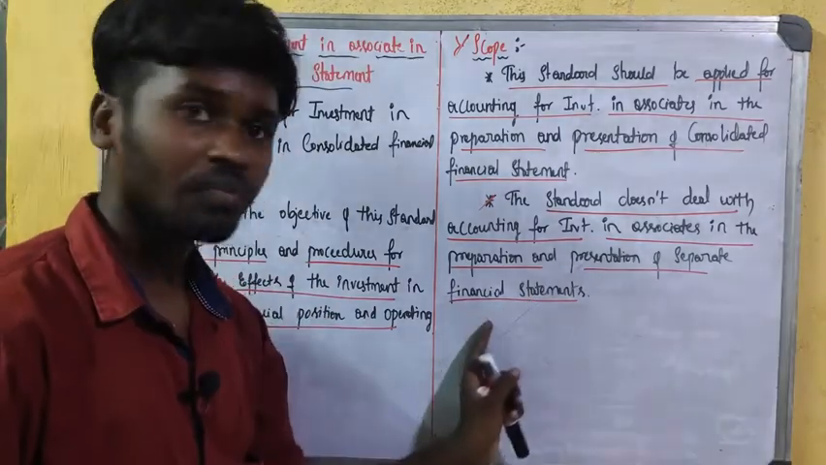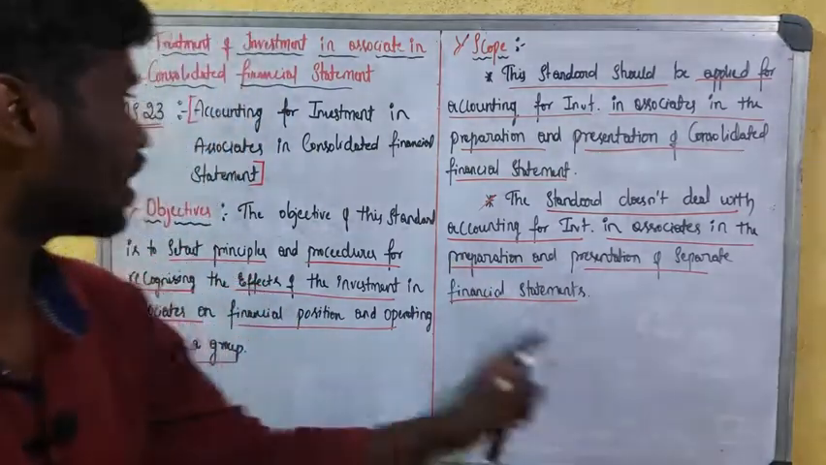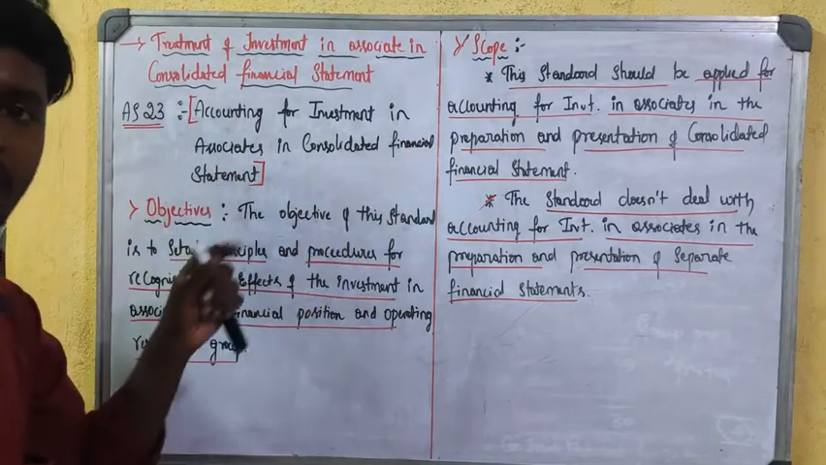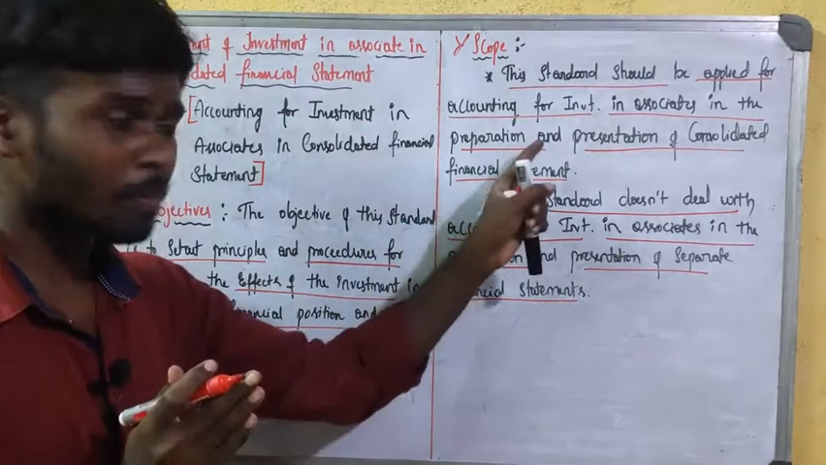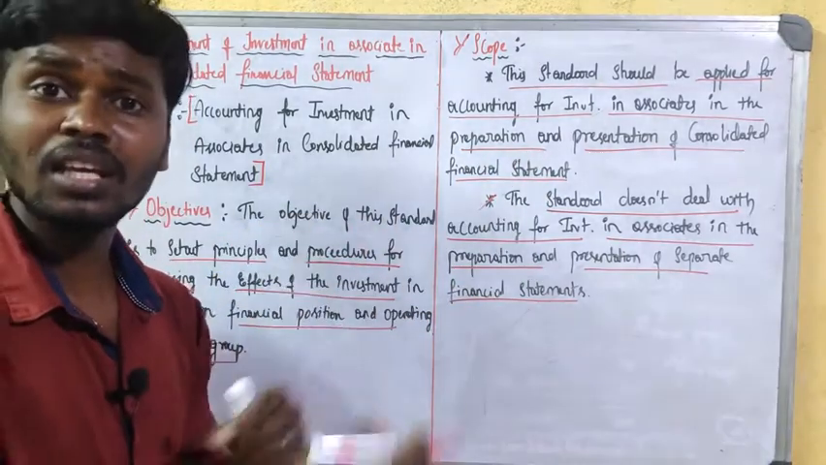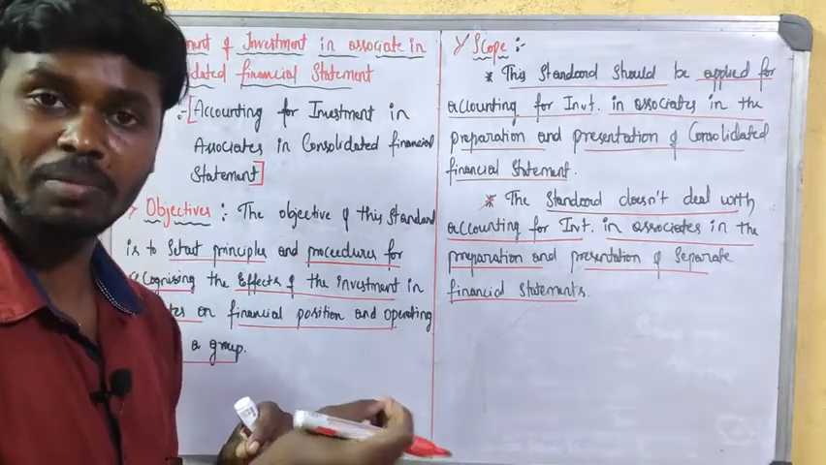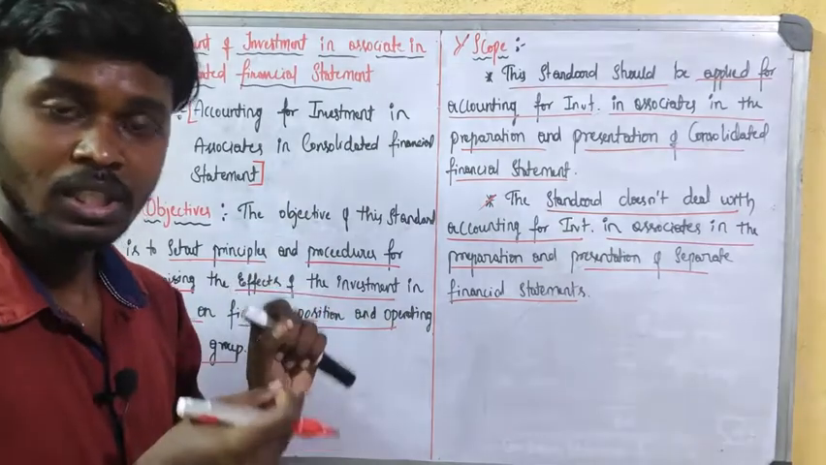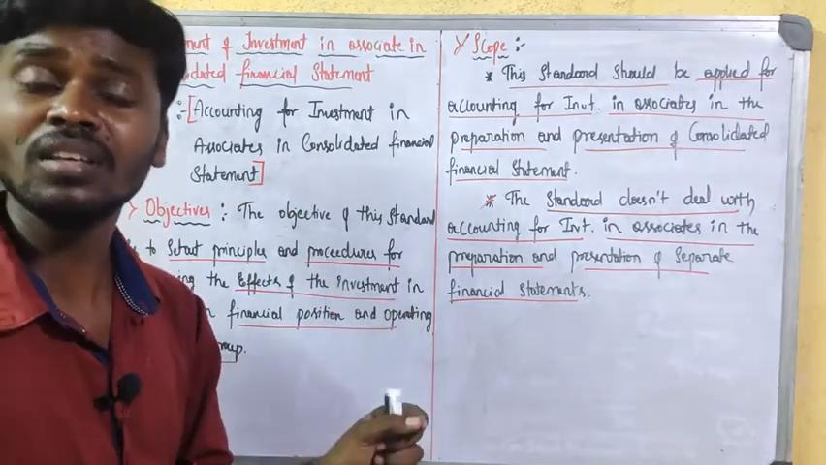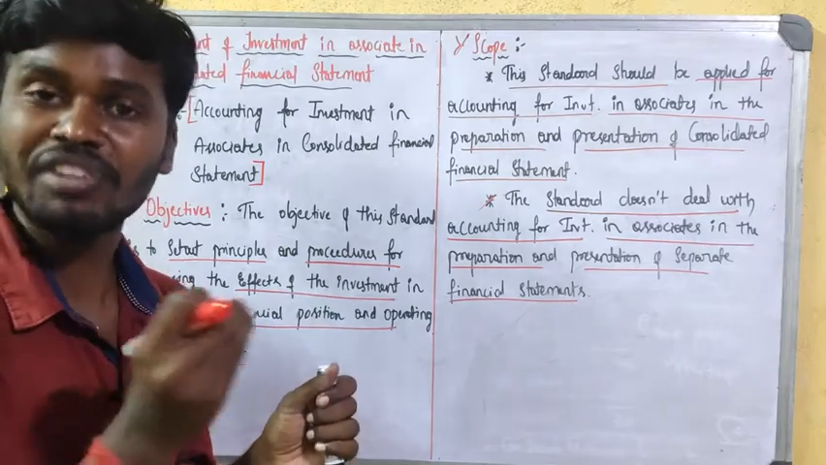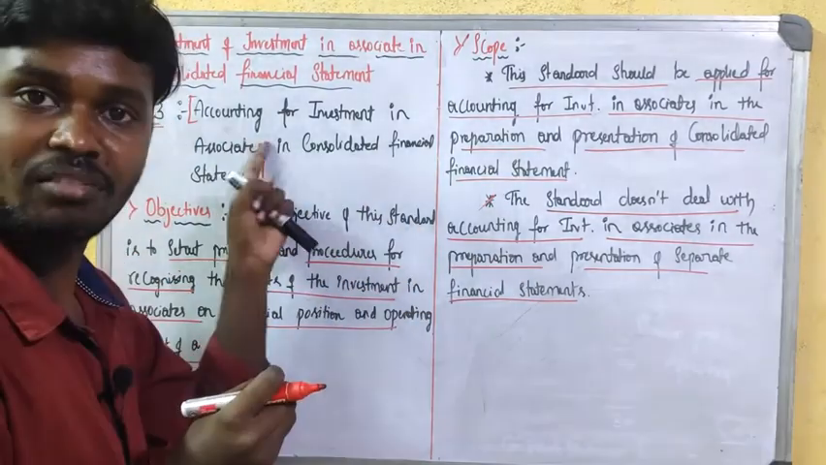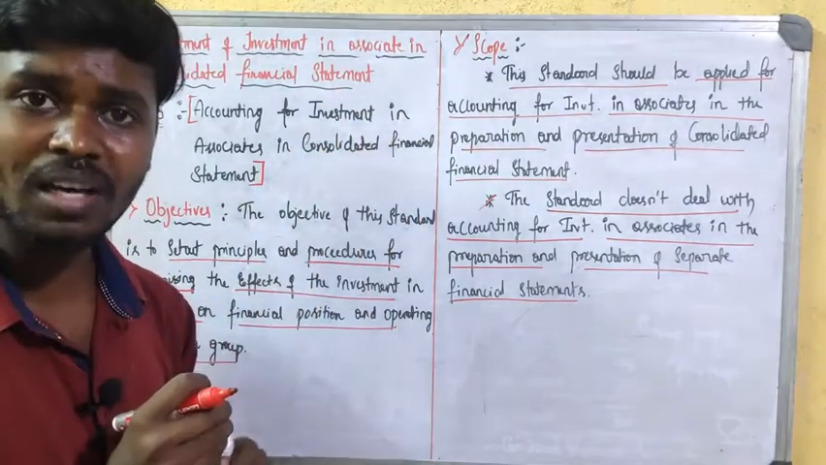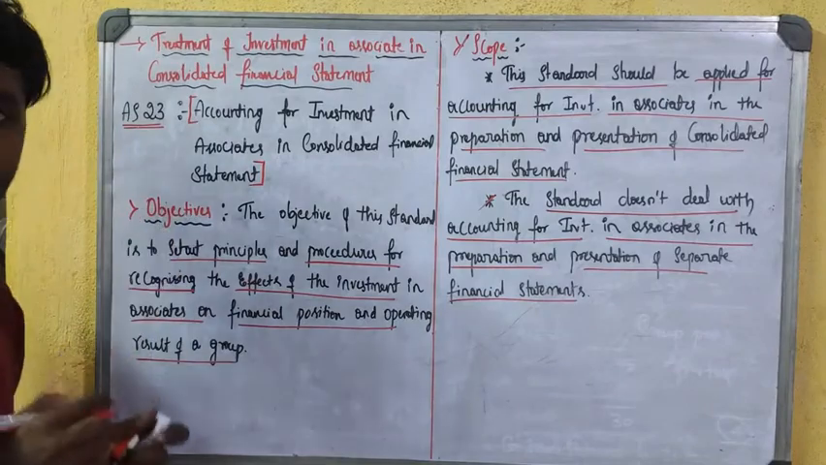So if they prepare a separate financial statement, then this accounting standard for the investment in the associate, that is consolidated financial statement, is not applicable. So applicability is when in a group they prepare the financial statement and financial income statement, then they must apply this standard and follow the rules and regulations to prepare. So when the company does not prepare the consolidated financial statement or group financial statement, then this standard will not be applicable for that business organization. So this is the scope or applicability according to accounting standard 23.